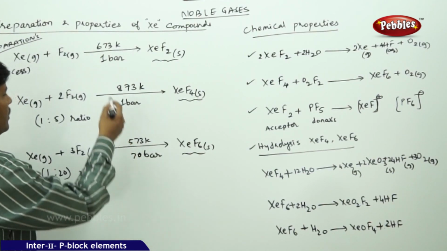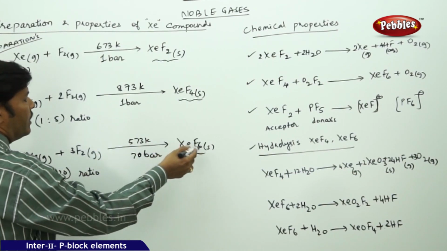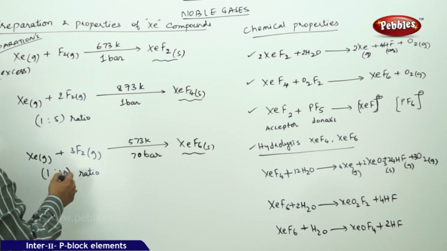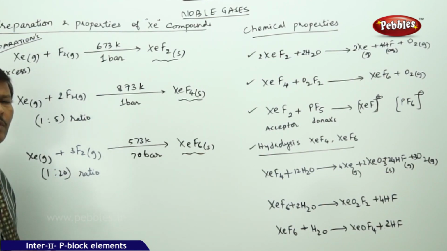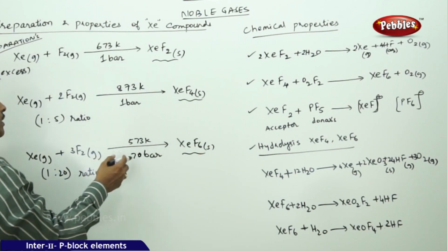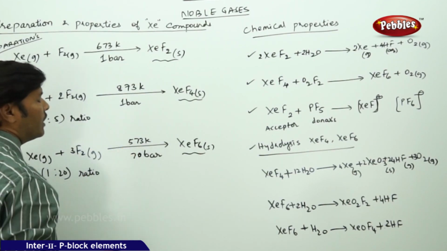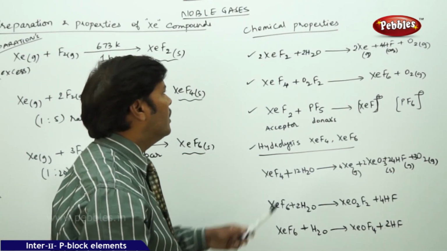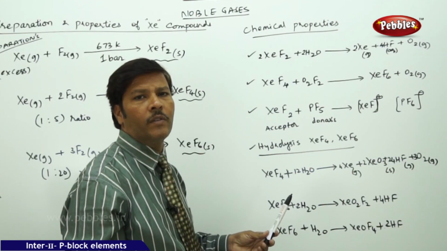You can see that by the time we reach xenon hexafluoride, the pressure is increased and the temperature is decreased. So that means in 1:20 ratio, the most favorable condition for the preparation of xenon hexafluoride is 70 bar of pressure and 573 Kelvin of temperature, which we have to keep in mind. And when we are going for the chemical properties of the halides of xenon, we should be a little bit careful.